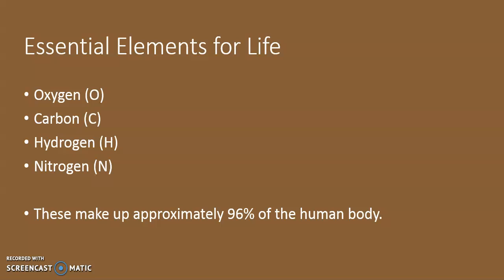However, oxygen, carbon, hydrogen, and nitrogen make up approximately 96% of the human body. They make up a great percentage of living creatures, living things, with carbon being extremely important for anything that is alive.